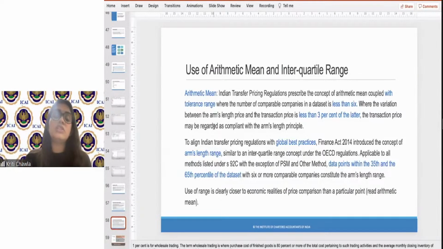Otherwise, if you have 6 or more comparable companies, then you need to use something called an interquartile range. The interquartile range that we follow in India is that you have to find out the 35th percentile and the 65th percentile. In my example, we have 11 comparables. So I'll have to list down those 11 comparables, find the range, the 35th percentile and the 65th percentile of that data set. If my client margin is within that, then I am at ALP.